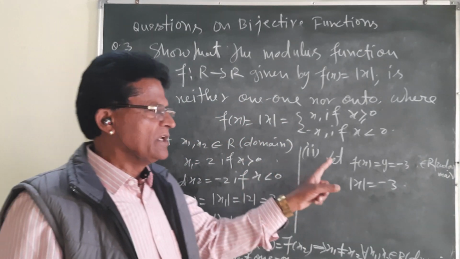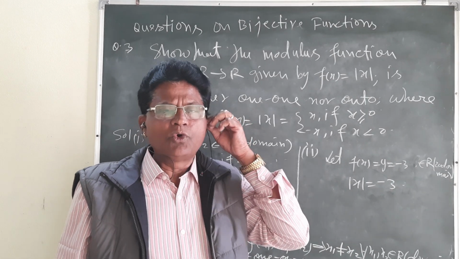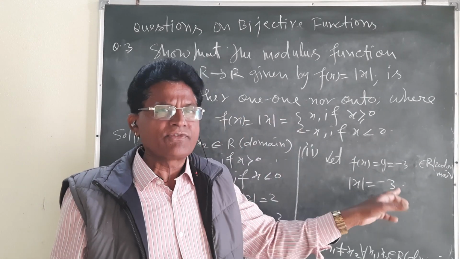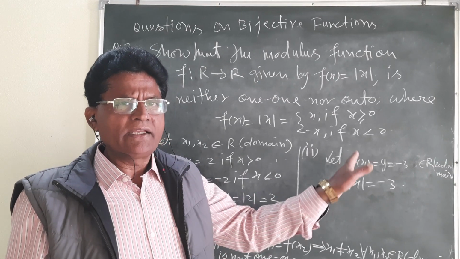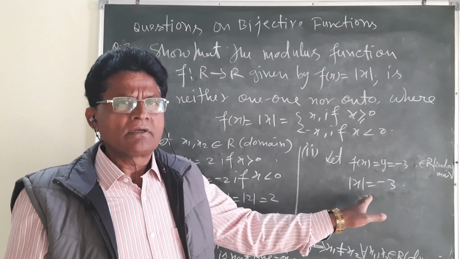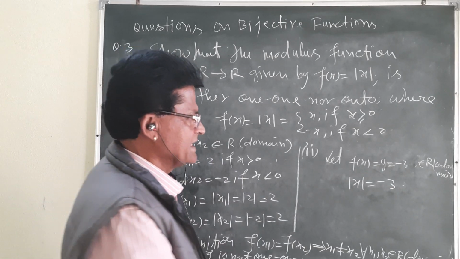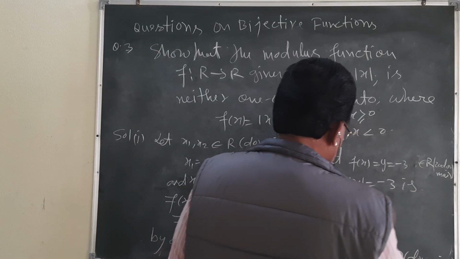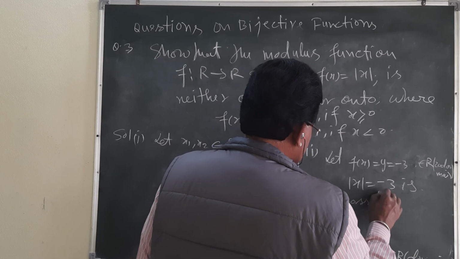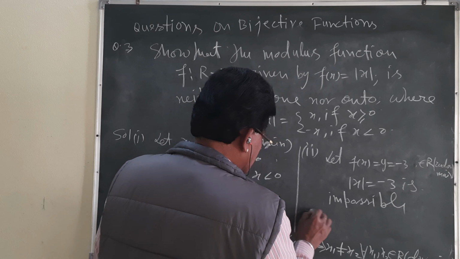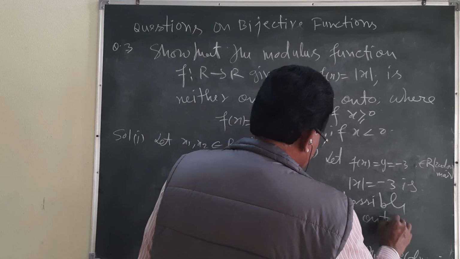My dear student, there will not be any value of x for which its absolute value, its modulus value, will be minus 1. There will not be any value of x if its modulus value will be minus 3. That is why it is impossible. If it is impossible, then f is not onto.